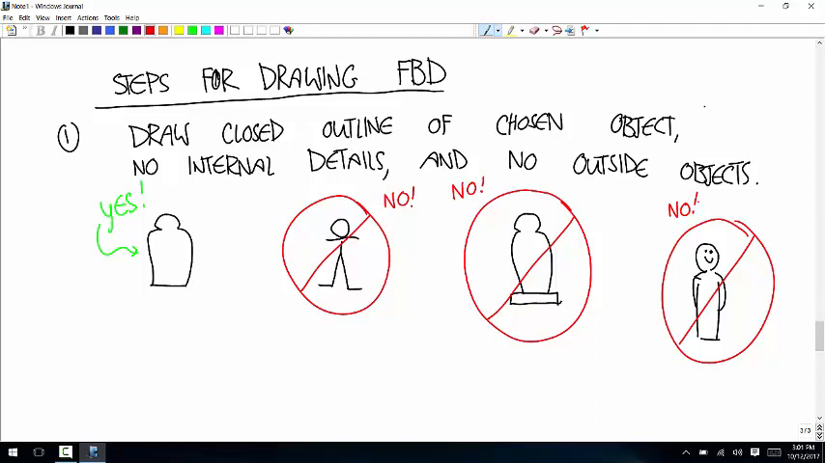No internal details. Okay. And the reason for these rules is there's only one reason that we put the object in the free body diagram at all, and that's just to be entirely clear about what's inside the boundary, what's inside the collection that you're isolating and what's outside.